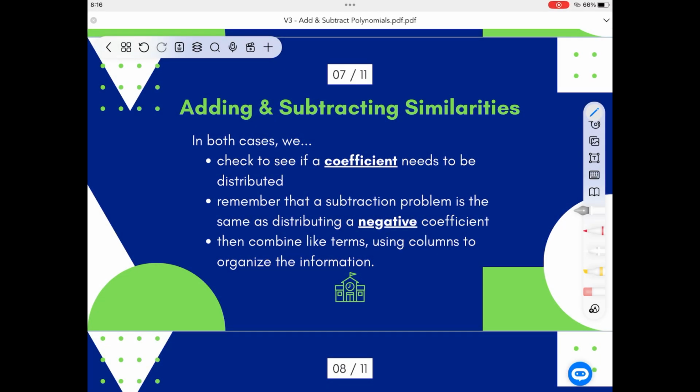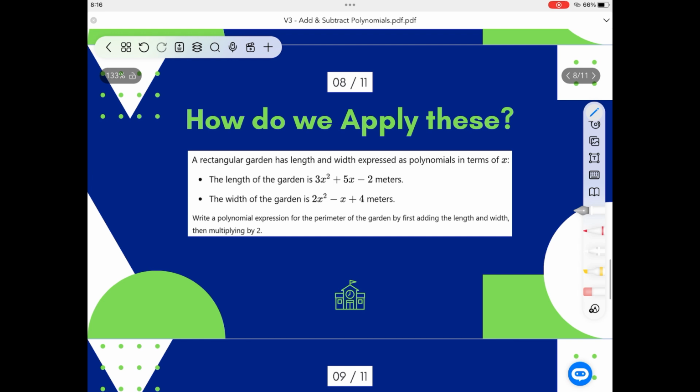So now let's move into the last part, last key question for the day. How do we apply these concepts of adding and subtracting, trying to identify times where maybe we need to add or maybe we need to subtract? We're going to start with this application problem here.